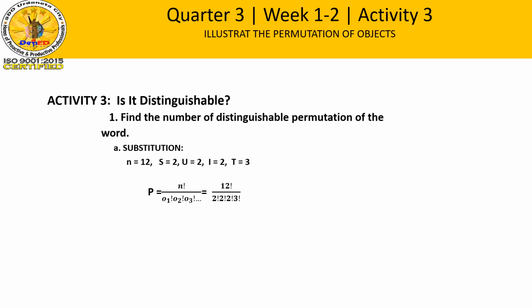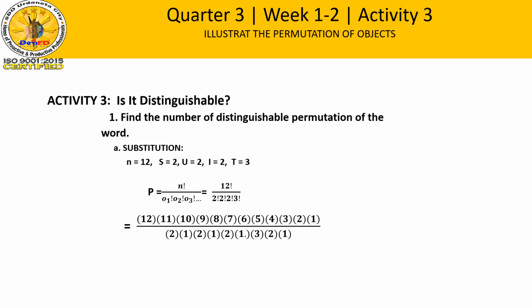So that is equal to 12 factorial divided by 2 factorial times 2 factorial times 2 factorial times 3 factorial. So we have now 12 times 11 times 10 times 9 times 8 times 7 times 6 times 5 times 4 times 3 times 2 times 1 divided by 2 times 1 times 2 times 1 times 2 times 1 times 3 times 2 times 1. So we have now 9,979,200.